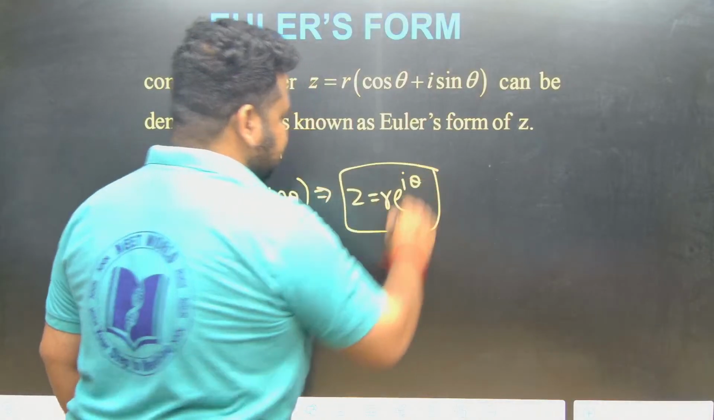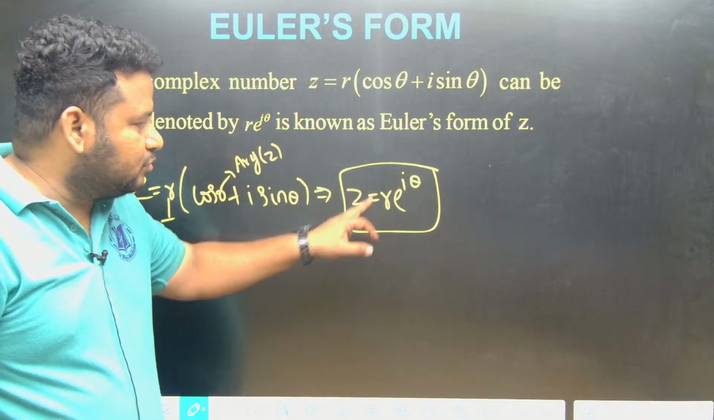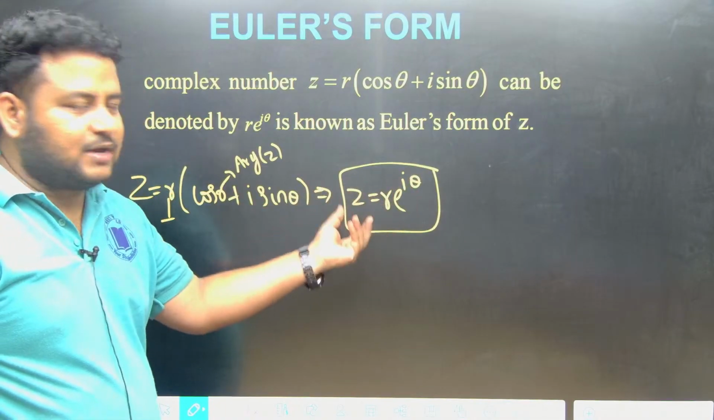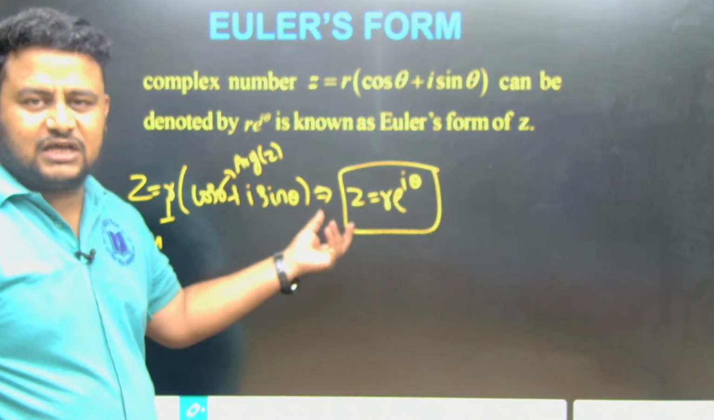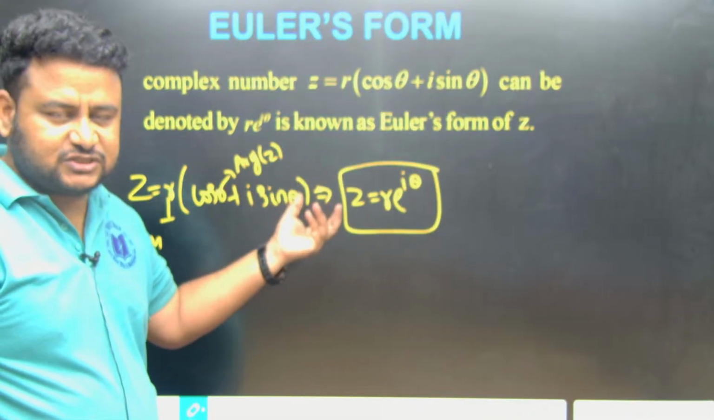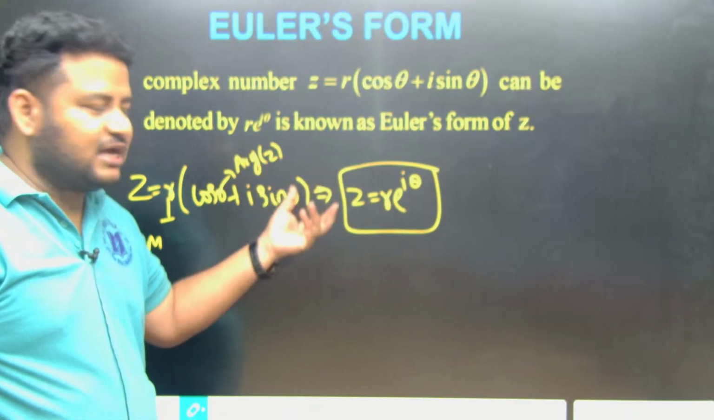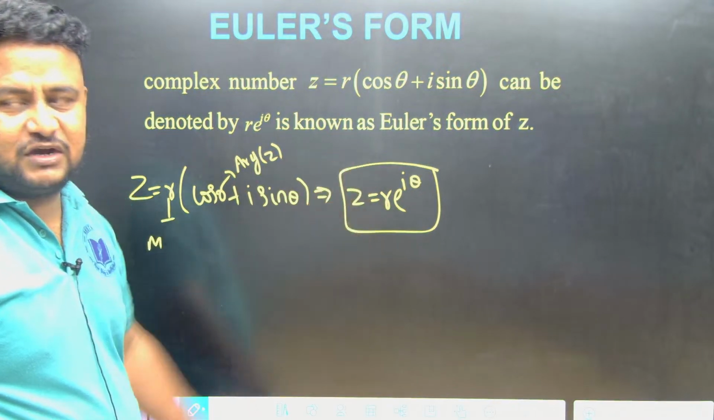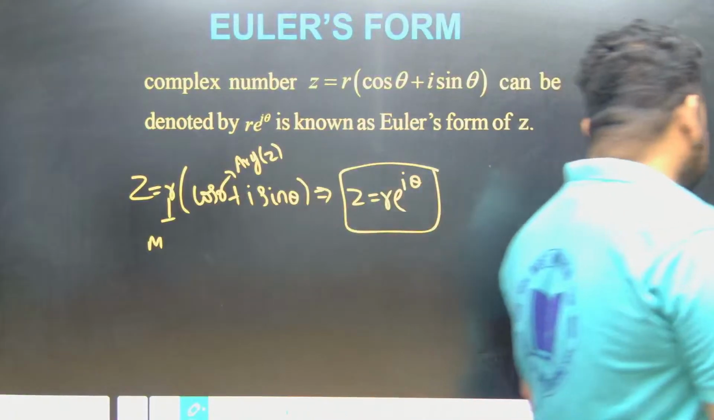The word E itself says this is known as Euler form. R into e power I theta. Here theta is the argument of Z, and R is the modulus of Z. Modulus means the distance function, so it is telling the value of Z. So it should always be positive. That is the meaning of the Euler form. Clear friends? That's all you have to know when it comes to the Euler form.